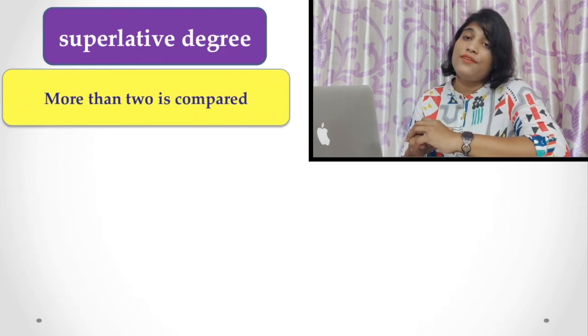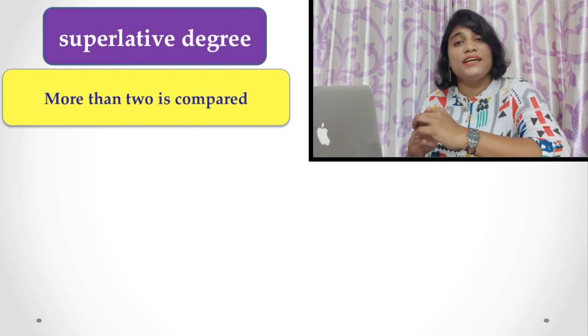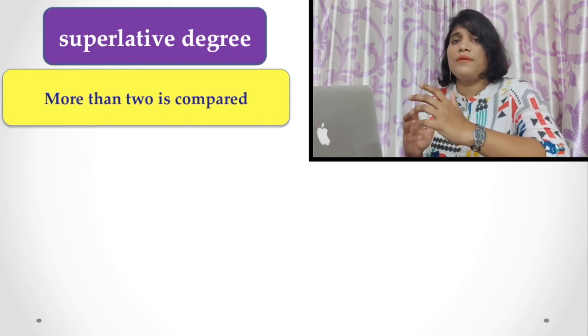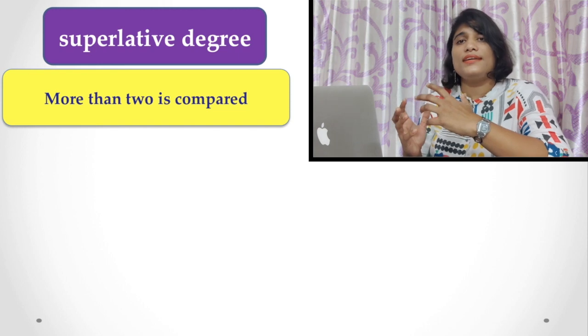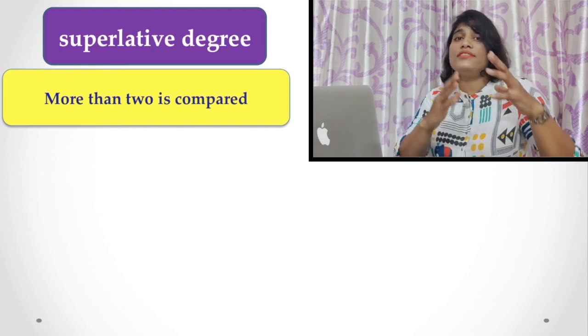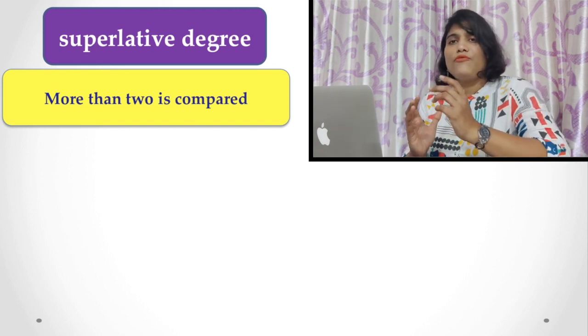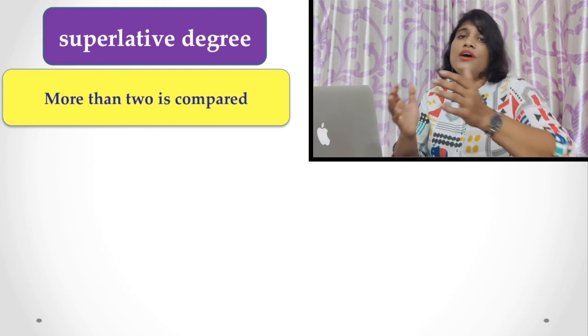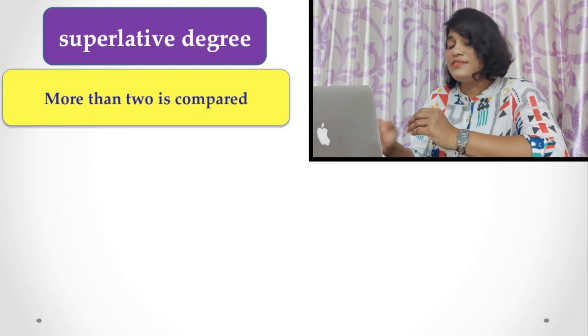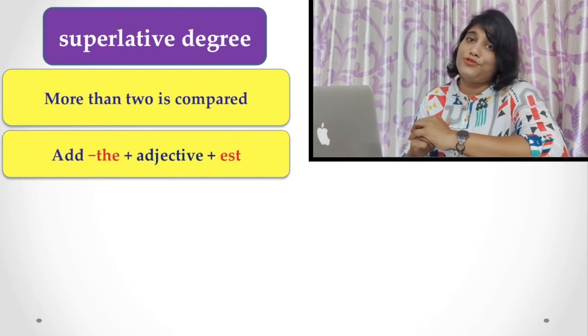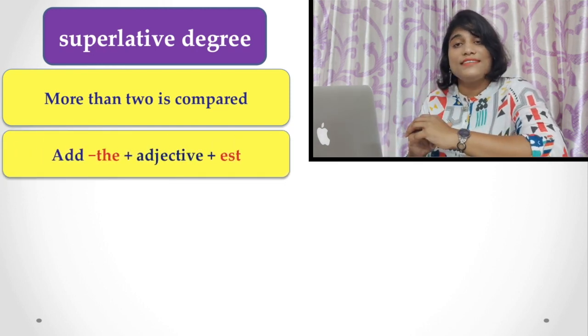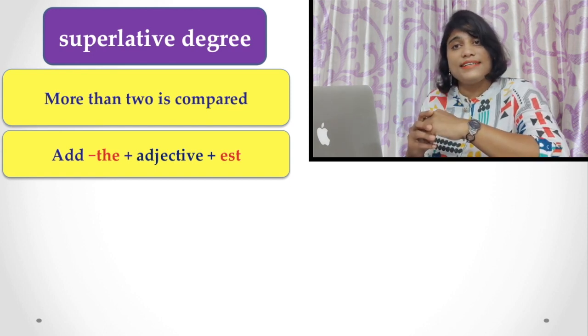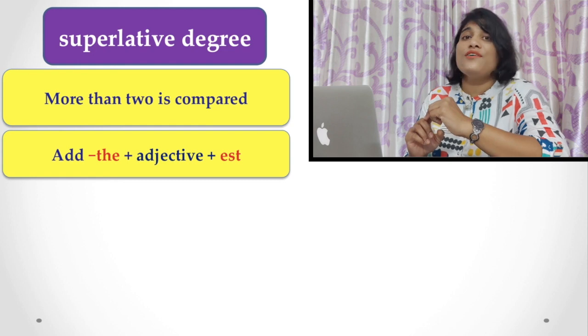Now, what then is the superlative degree? Sometimes you compare some qualities in respect of more than two things. That is, when you are comparing something among many, more than two, the superlative degree is always used. And what should the structure be? The structure is that you have to use the determiner "the" and the adjective in its "est" form.